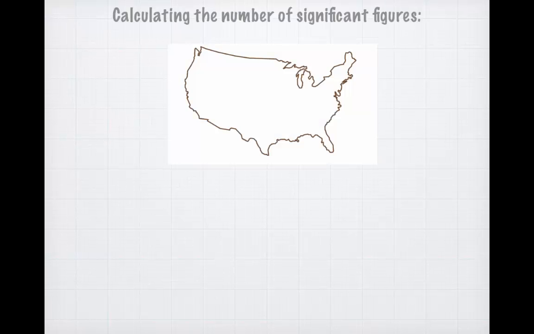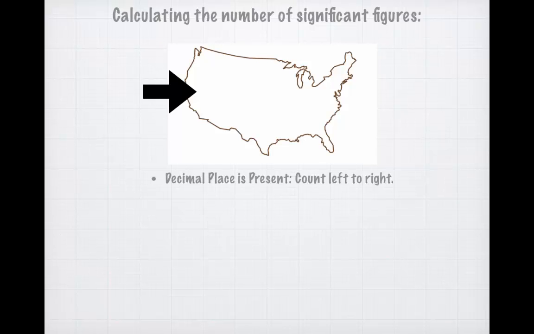So this is a trick that I use for counting significant figures, and it's extremely helpful once you're familiar with it. Here's a map of the United States, and on the left-hand side, hopefully you know that you have the Pacific Ocean, and on the right-hand side you have the Atlantic Ocean. So how this trick works is if I have a decimal present in my number, Pacific Ocean present, then I'm going to be counting from left to right to count number of significant figures. So if the decimal place is present, count left to right. If the decimal place is absent, which is Atlantic, I'm going to be counting from right to left.